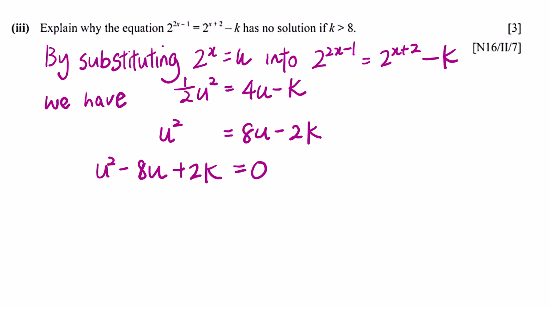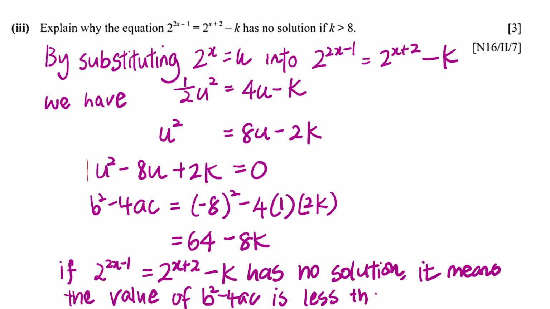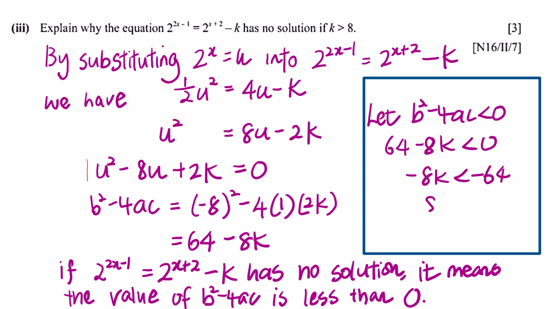So we're going to substitute a to be 1. A is the coefficient of u squared. b is negative 8, and the constant c is 2k. Like what I have explained earlier, if the equation has no solution, it means that the value of b squared minus 4ac is less than 0. So we're going to let b squared minus 4ac less than 0, meaning 64 minus 8k less than 0. And with that, we end up getting k more than 8, which is what we are required to do in part 3.